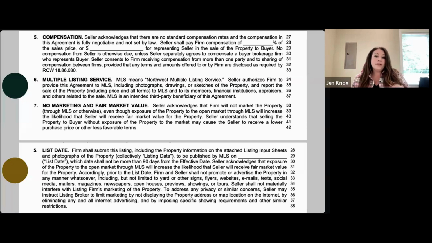So make your sellers or potential listing sellers aware that should they choose to take advantage of putting something on the Northwest MLS and getting the most exposure possible, they need to make sure that the timing is right and they don't do anything before the date it goes live.